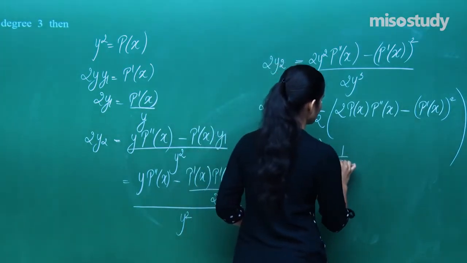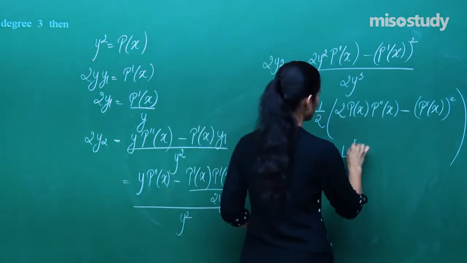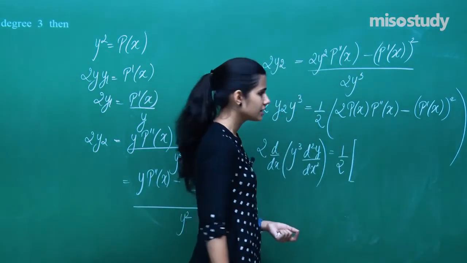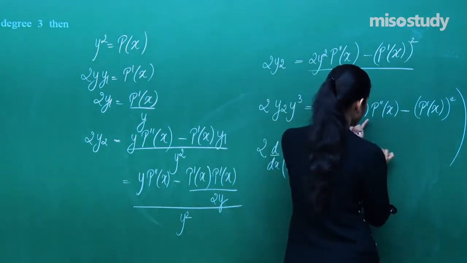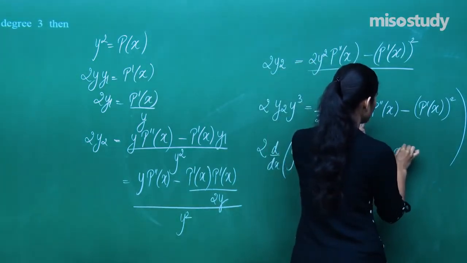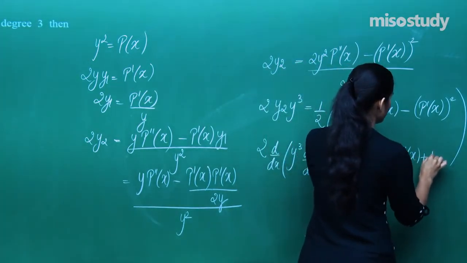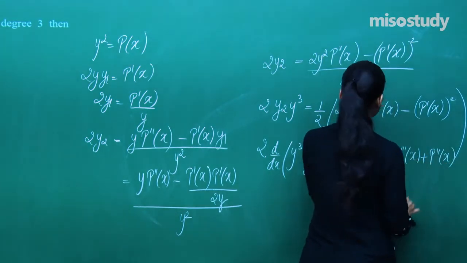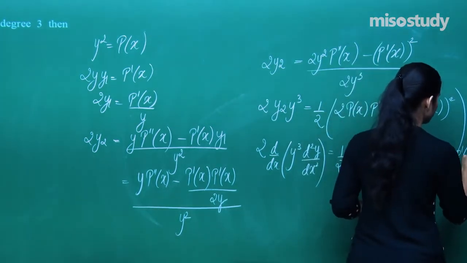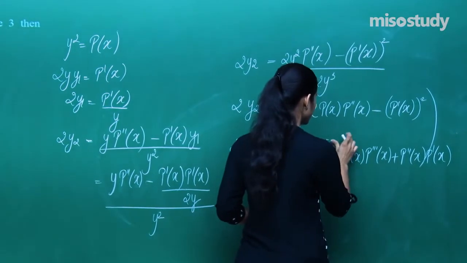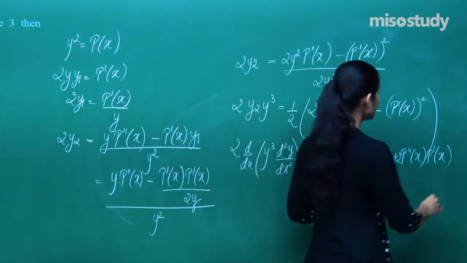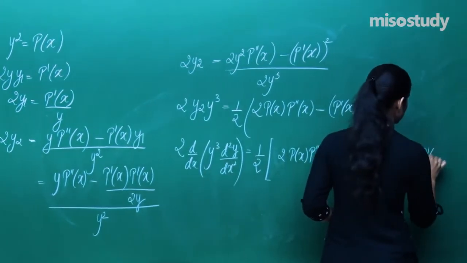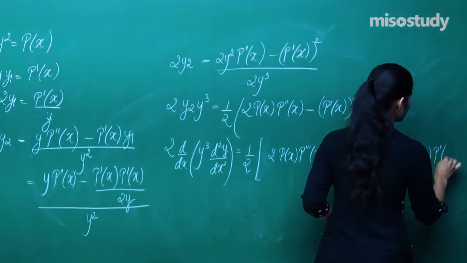I am saying this is 1 by 2. Inside you have what? This becomes twice of px into p triple dash x plus p double dash x into p dash x. So you basically get twice of this plus twice of this minus 2p dash x p double dash x.